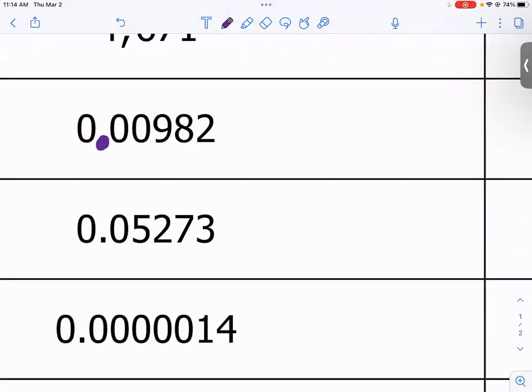Okay. All right. I'm going to move it to the right 1. Is that enough? A second time. Is that enough? A third time. Is that enough? Now that is enough. Because if my decimal place is right here, then I have 9.82. And we want just 1 digit in front of the decimal place.